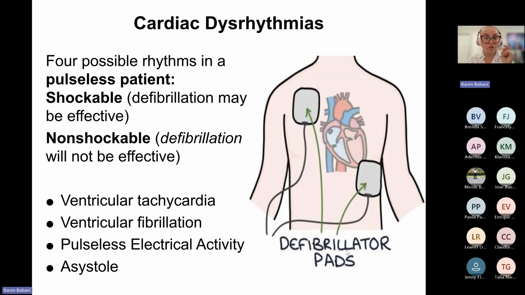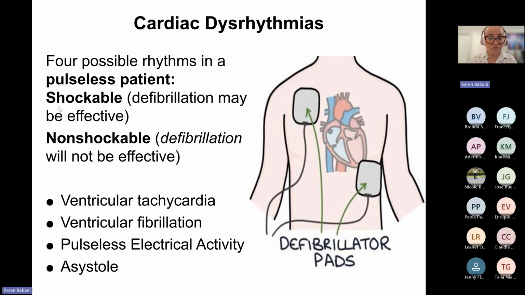2 shockable, 2 non-shockable. Shockable means that you can put on the defibrillator pads, defibrillate, and attempt to regain normal rhythm. Non-shockable means that you cannot shock them. You need to first get a rhythm before you can attempt to shock. Your non-shockable rhythms are PEA, or pulseless electrical activity, and obviously asystole. There's no rhythm.